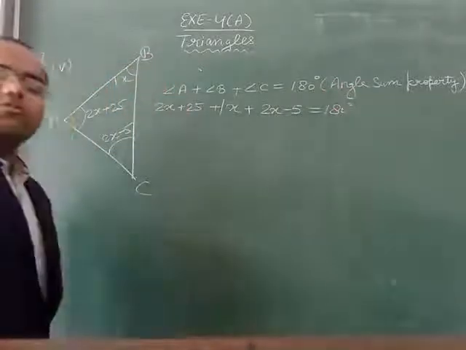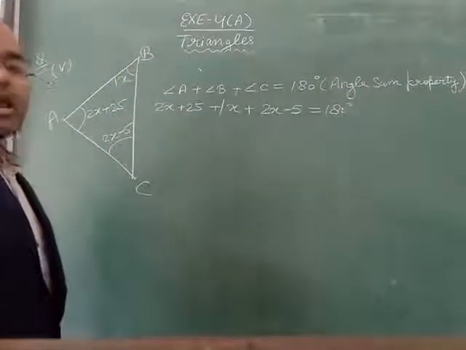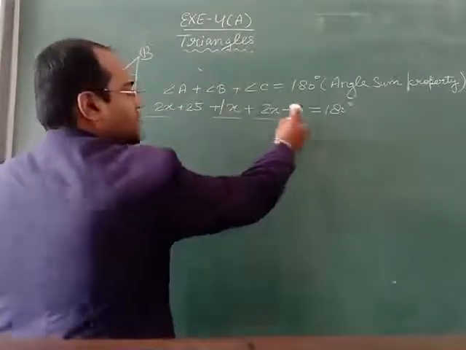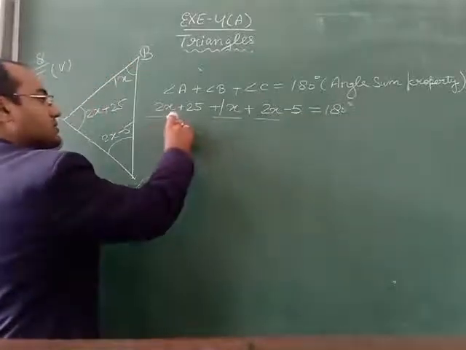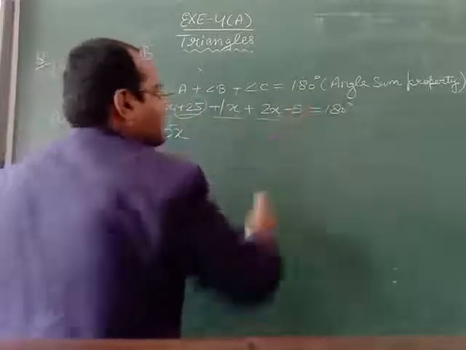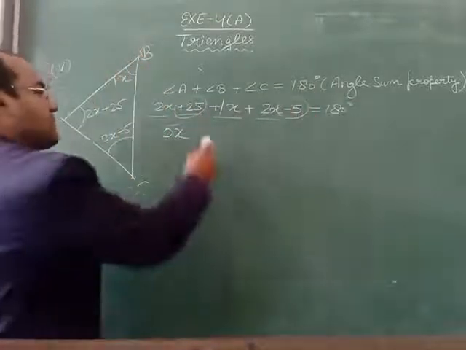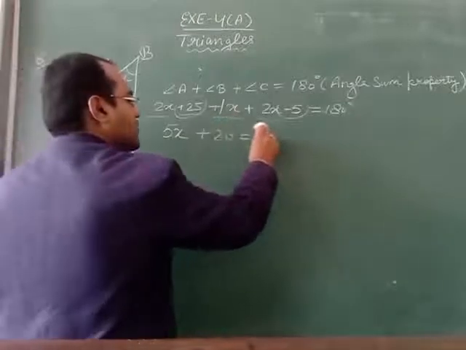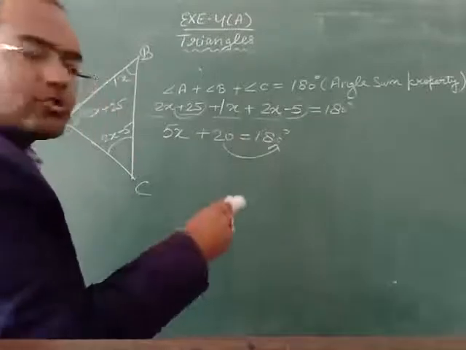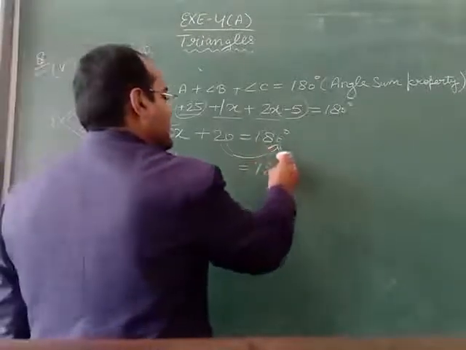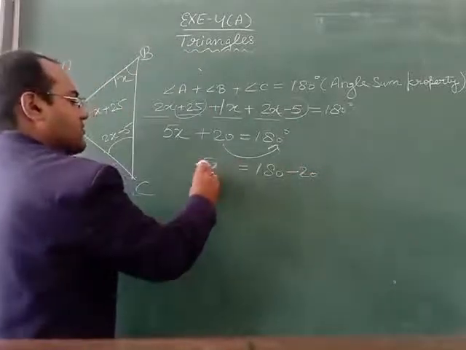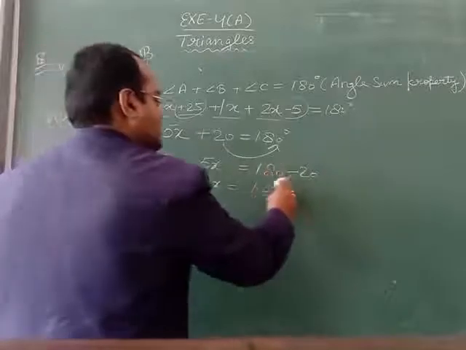So first of all, we will solve those terms which have the x alphabet. 2x plus 1x will become 3x. 3x plus 2x will be 5x. Plus 25 and minus 5 will be plus 20, equal to 180 degrees. Plus 20 will come to the right hand. So when we bring this plus 20 to the right hand, it will become 180 minus 20. On the left hand, 5x is remaining. So 5x is 160.